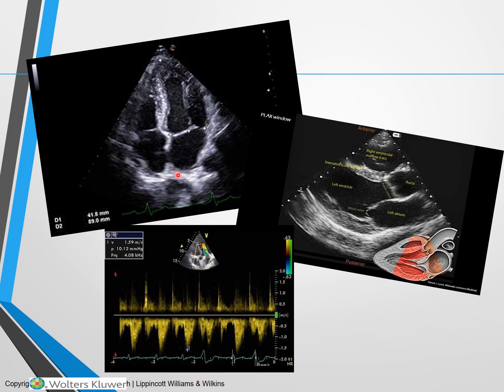So here is a four-chamber view of the heart. This is from a different angle showing the heart as well. And then we can also do measurements on the heart to check for function or velocities of blood flow traveling through the heart.